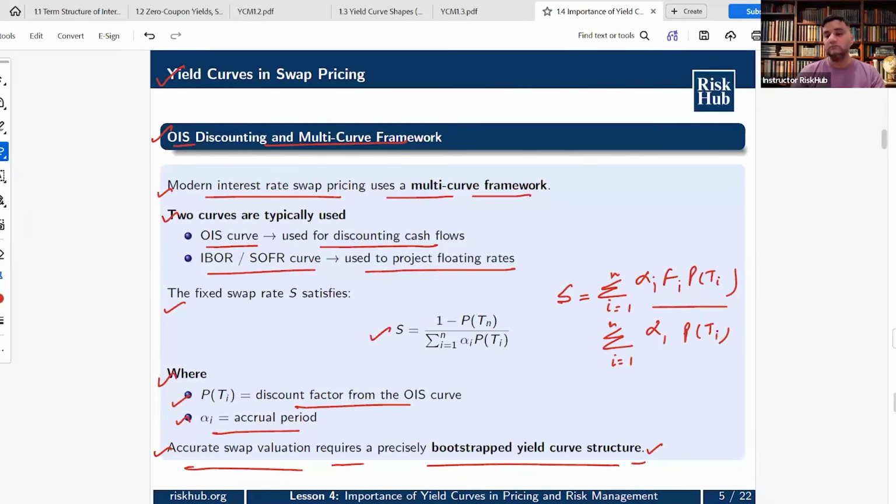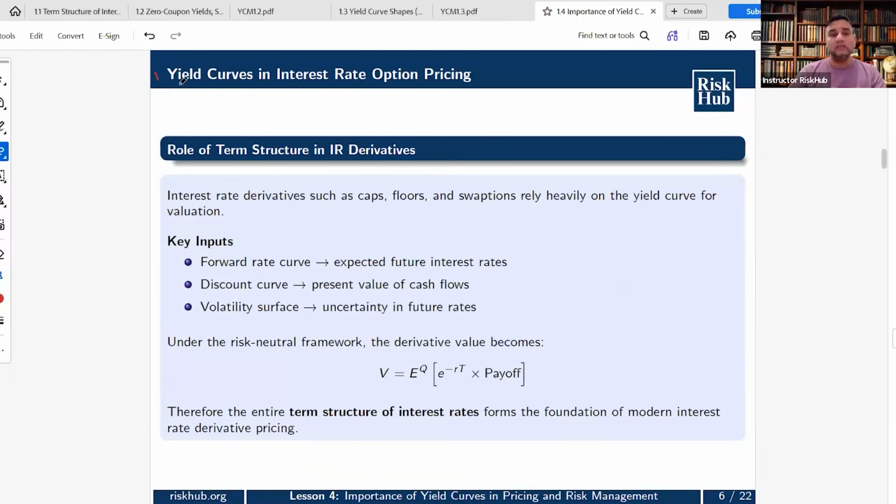Okay. Then we go to the next part. Yield curves in interest rate option pricing: the role of the term structure in interest rate derivatives. Interest rate derivatives such as caps, floors, and swaps rely heavily on the yield curve for valuation.